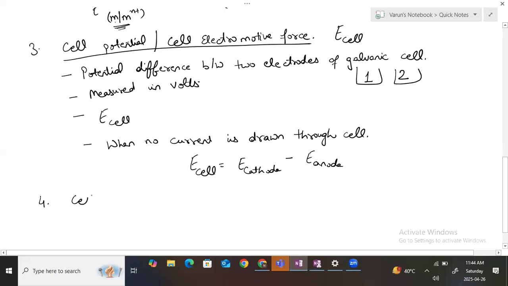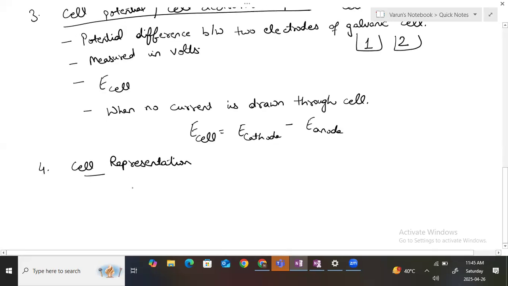Next is the cell representation. Verbally, we are saying that we have made an anodic half cell of zinc, and zinc is getting converted into Zn2 positive, and so on. If we want to represent it in a single line, then that single line is the cell representation.